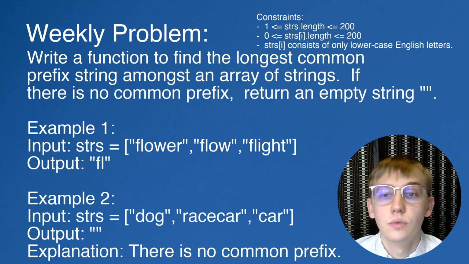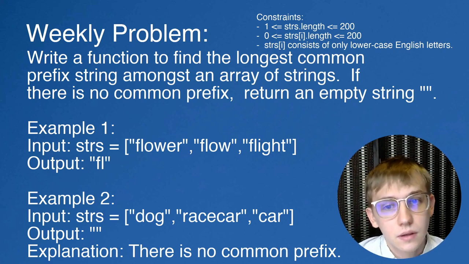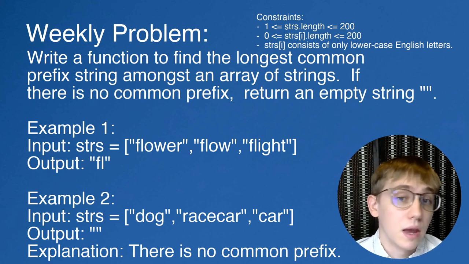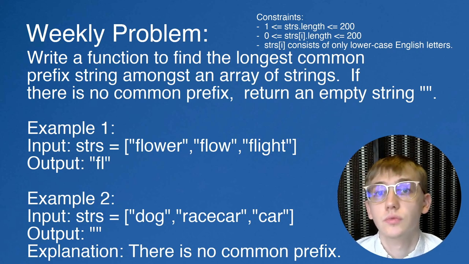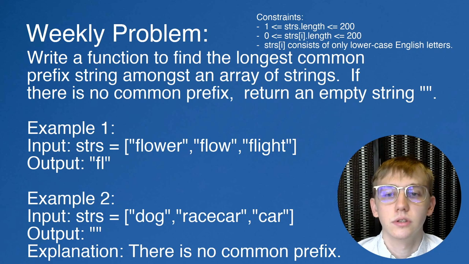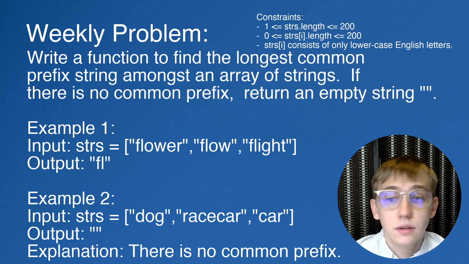Example 2 would be strs equals dog, racecar, car. There's a common ending, which is "car", but no common prefix, so we would just return an empty string, which is just two quotes, and that's just about it.